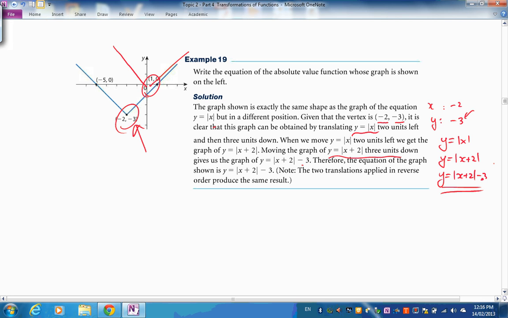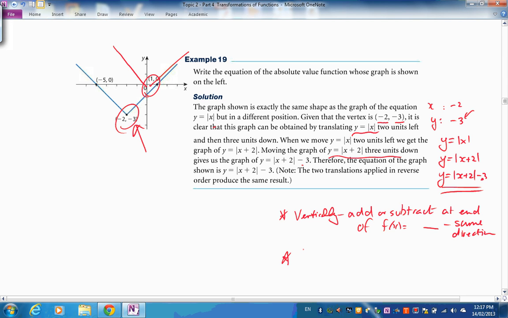All right, you could do them in reverse order and you would get the same result. I'll leave you to perhaps play with that. But just remember now, in the y direction, or vertically, you add or subtract at the end of the expression, the end of the function statement, and it's in the same direction as the movement.